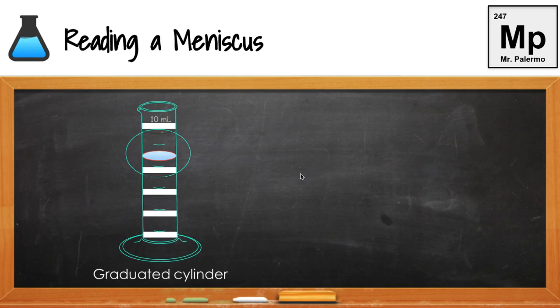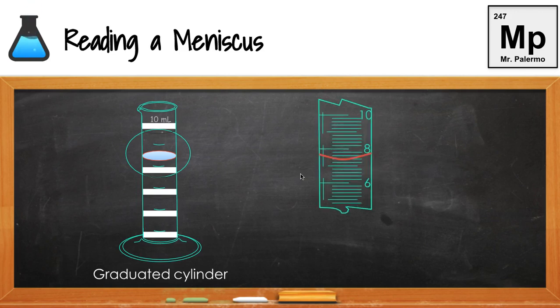So how do we read the meniscus on the graduated cylinder? This is really important, especially for our lab investigations. You want to make sure that you're reading it properly, otherwise you're going to have a lot of error in your measurements. So the first thing you do is place the graduated cylinder flat on the table, and you want to make sure that you're not reading it too high or too low.